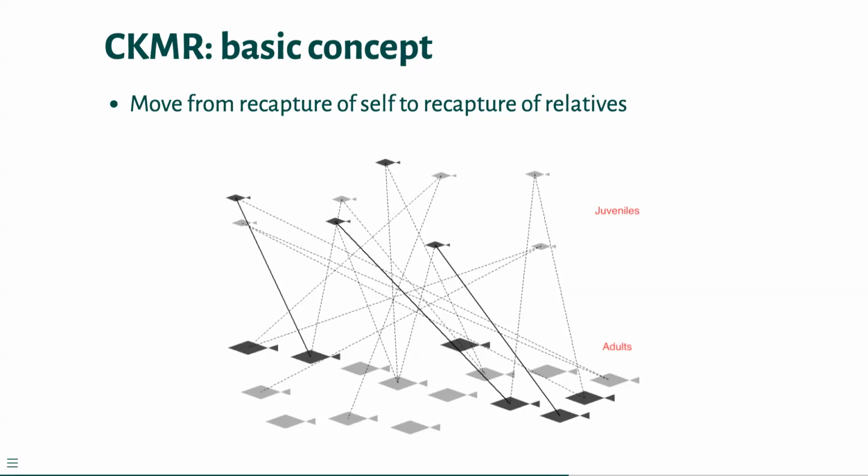We then go out and sample both the juveniles and adults. So that's what's indicated by these darker individuals are sampled. So we observe some of these relationships, but not all of them. The dashed lines represent relationships that we do not observe.